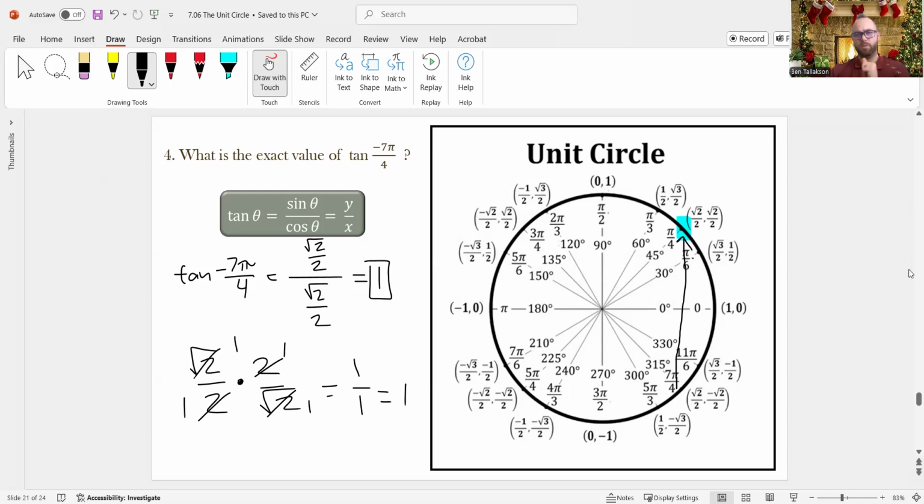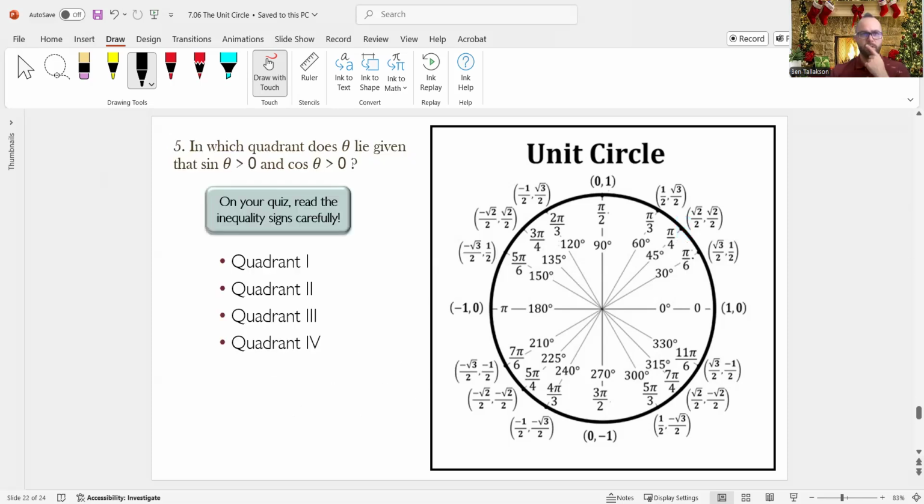And last but not least, we have one more practice problem for you today. In which quadrant does the unknown angle theta lie, given that sine is positive and cosine of the angle is positive? Hmm. You saw something helpful for this just a moment ago. And here's a heads up on your quiz. Read the inequality signs carefully. If it's greater than, less than, whatever it is. Okay?